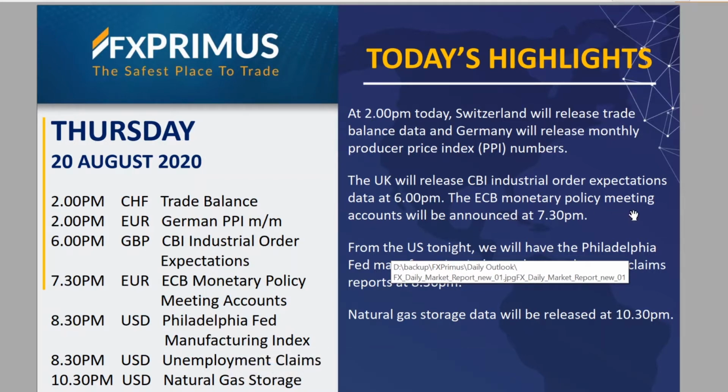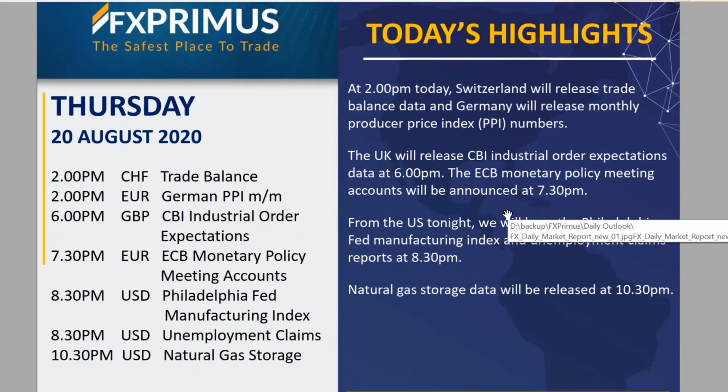So for today, Thursday, 20th of August 2020, we will have a relatively busy economic calendar. Most of them are medium impact data. We're going to start off with Switzerland's trade balance numbers at 2 p.m., followed by the German producer price index numbers also at 2 p.m. And moving towards 6 p.m. local Singapore time, we will be having the Confederation of British Industry industrial order expectations at 6 p.m.